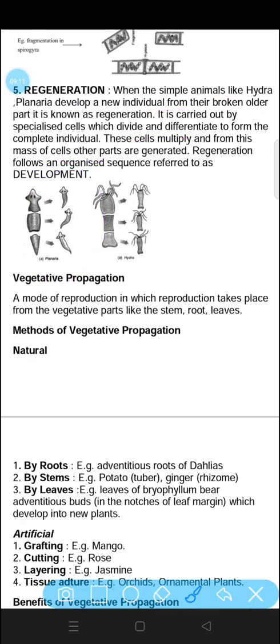Examples are planaria and Hydra. Each part of planaria will form a new planaria. So this is regeneration. So that's all about this chapter.